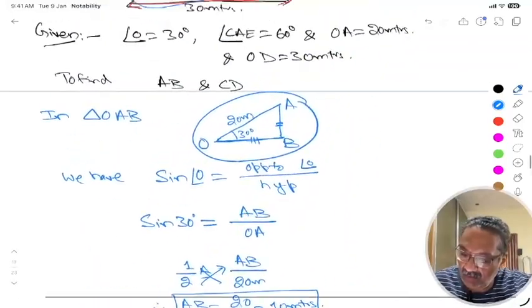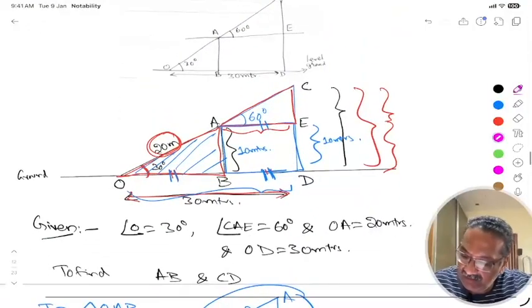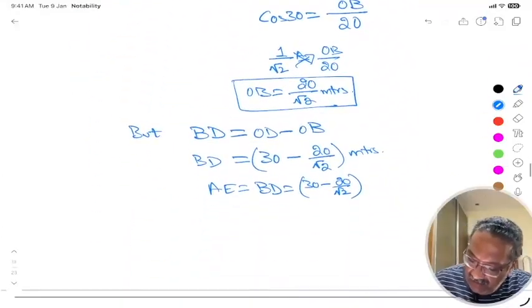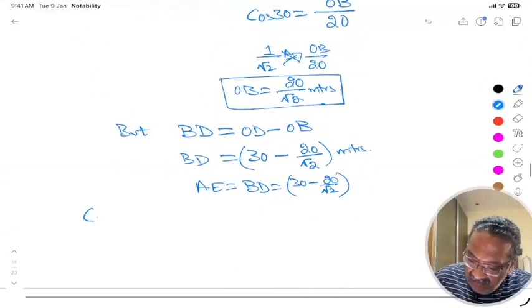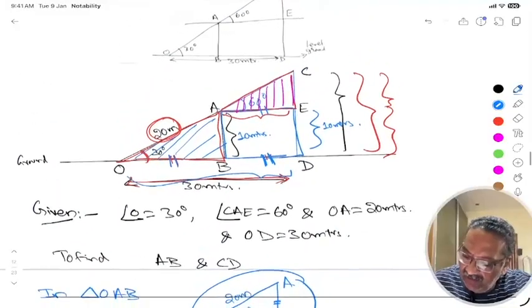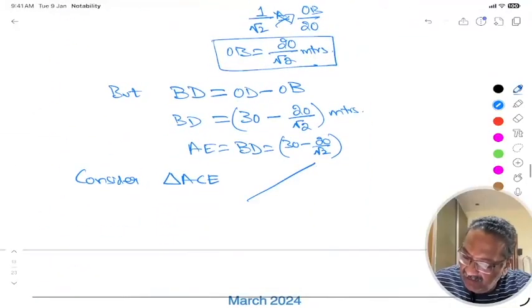Okay. Now you take this triangle. In triangle ACE, now consider triangle ACE. ಏನಿದೆ ACE ಅಲ್ಲಿ? ACE. We have ACE.